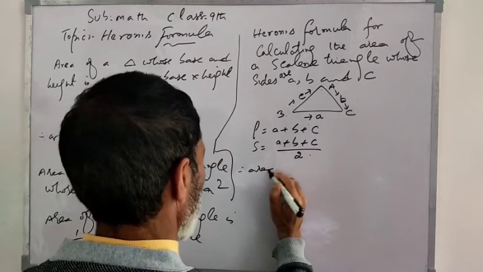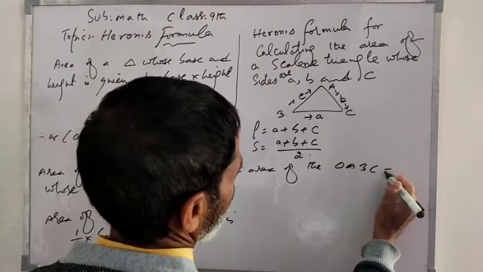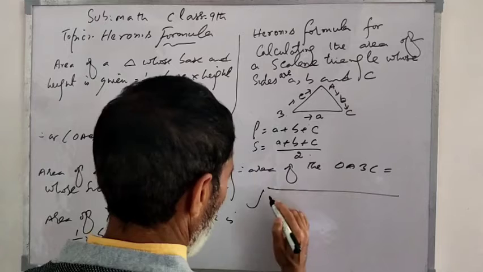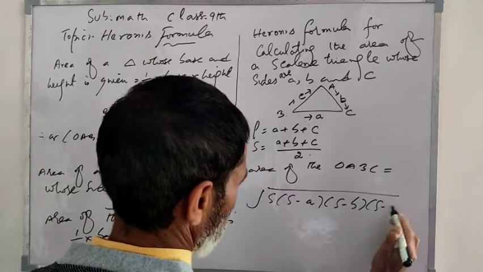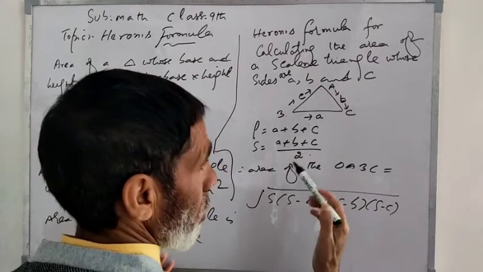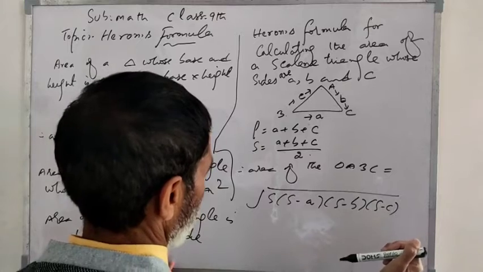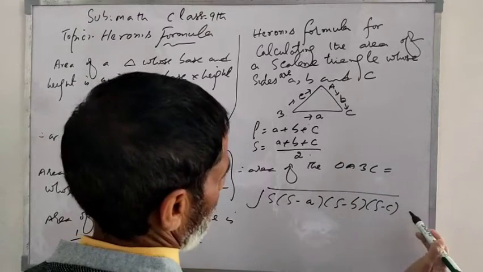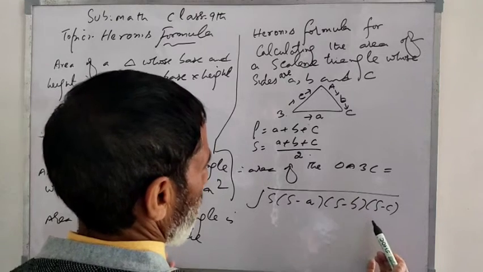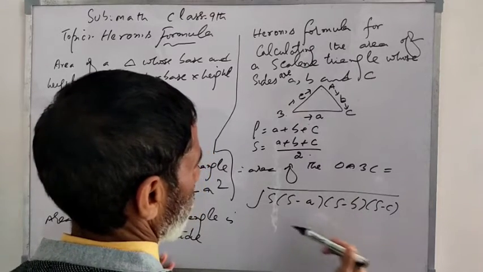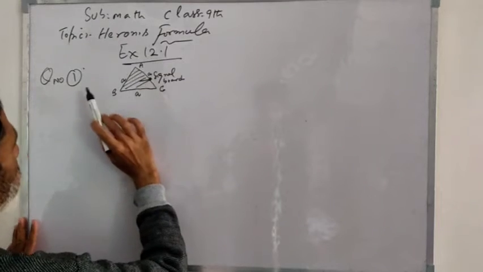Therefore, the area of the triangle ABC will be root of S into S minus A into S minus B into S minus C. If units will be centimeters, then this will be centimeter square. If units will be meters, then it will be meter square. This is the formula by which we can calculate the area of the triangle whose sides are A, B and C.